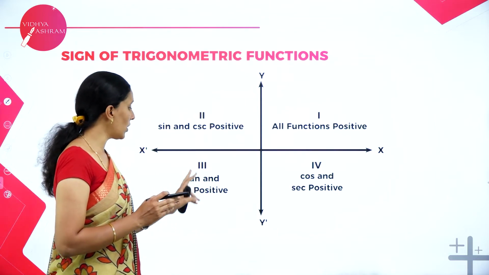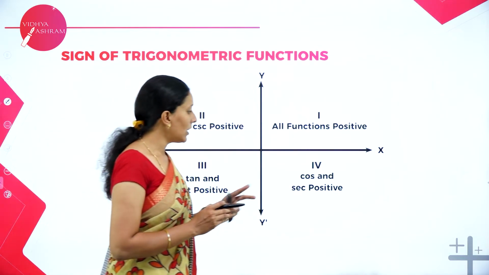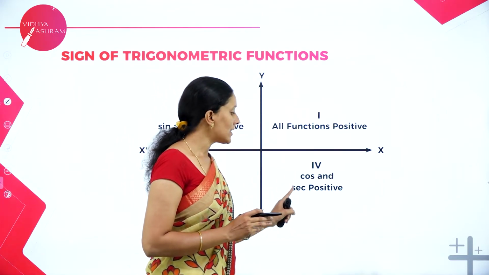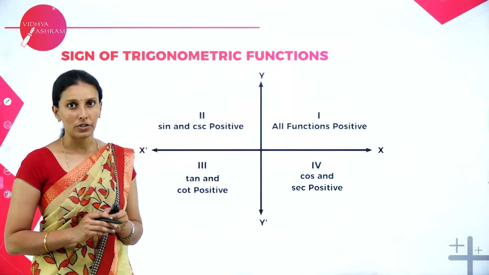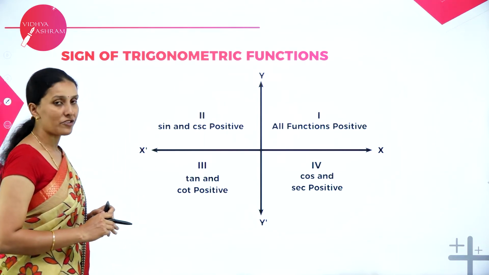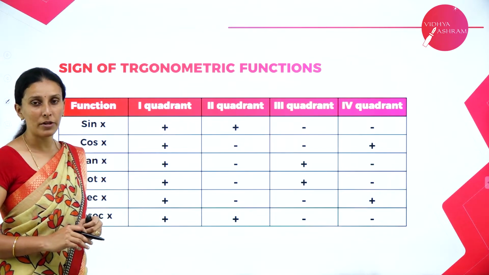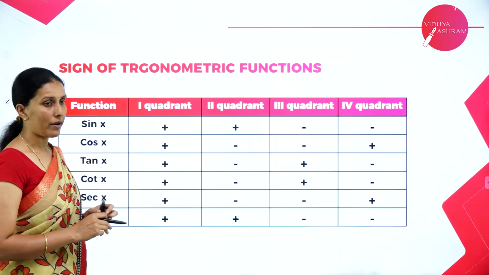So that's why in the third quadrant, tan and cot functions are positive. Similarly, in the fourth quadrant, cos and secant functions are positive. So this is how we will describe the sign of the trigonometric functions in terms of quadrant. Now we will see the sign of trigonometric functions in different quadrants.